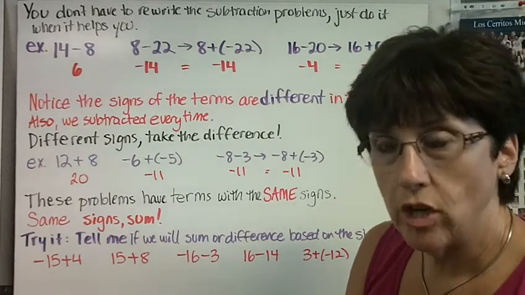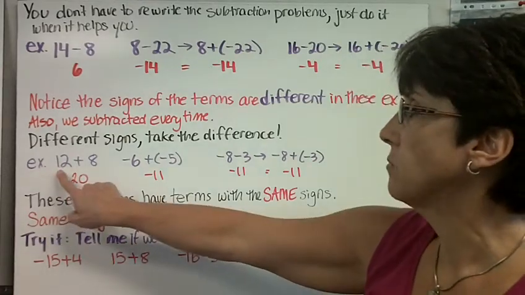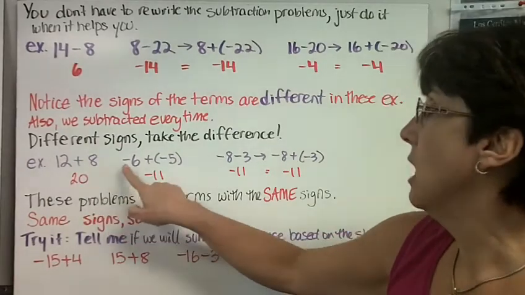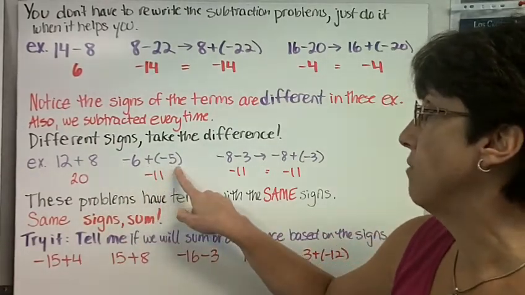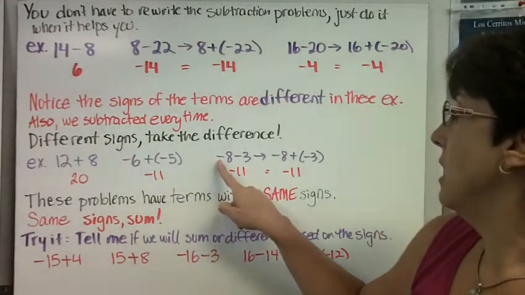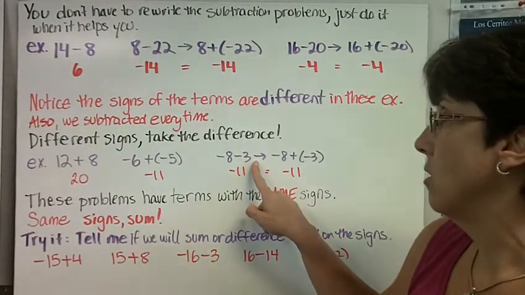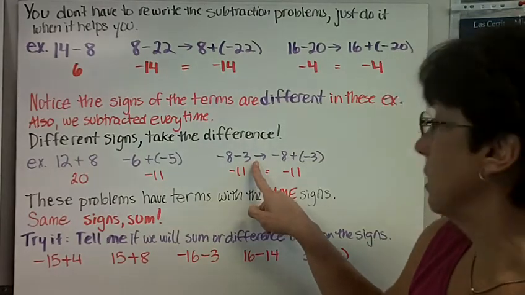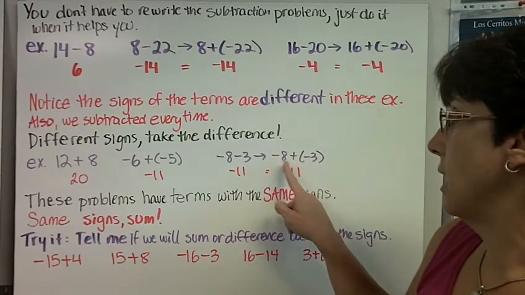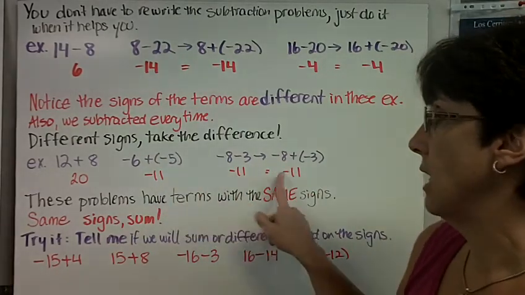Now let's look at these examples. 12 plus 8, 20. Negative 6 plus negative 5, negative 11. Negative 8 minus 3. Well, we could rewrite this if we wanted to as negative 8 plus negative 3. Once again, now this problem looks like this, negative 11.